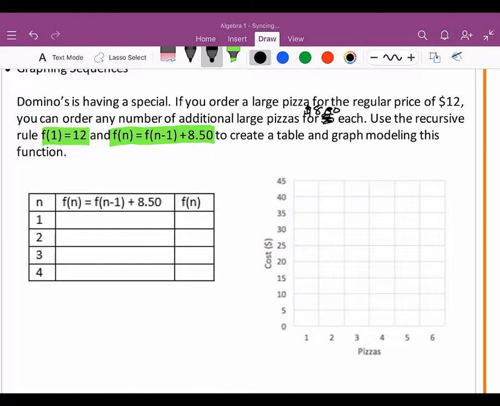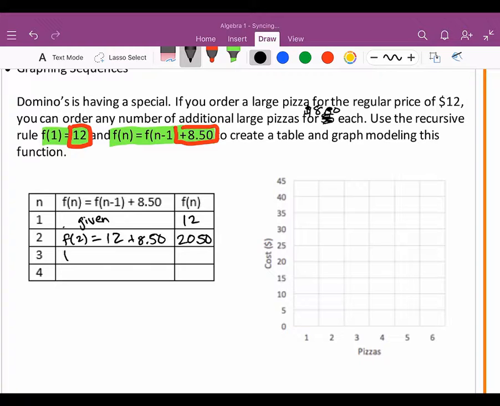Again, I'm going to highlight those. What you need to know in a recursive rule is where you start, which is 12, and what it is changing by. So add 8.50 each time. Okay, let's look at that. F of 1, the first term, is always given, which you start with, $12. F of 2, if you buy 2 pizzas, you still have to pay the $12, your first price, plus $8.50, which would give me $20.50.